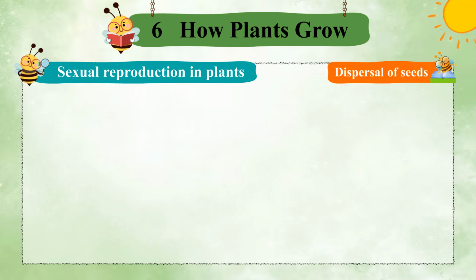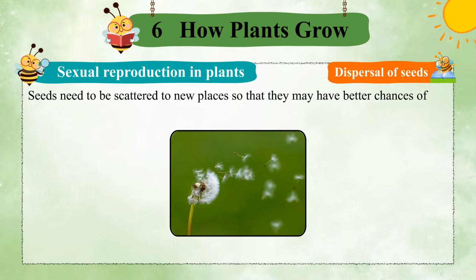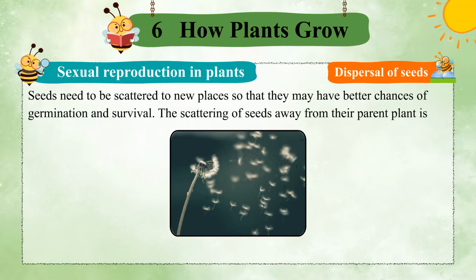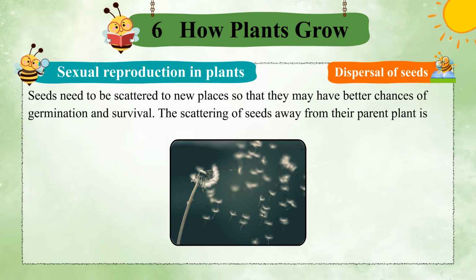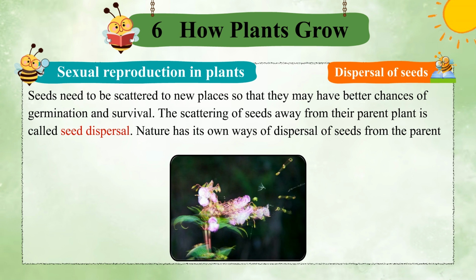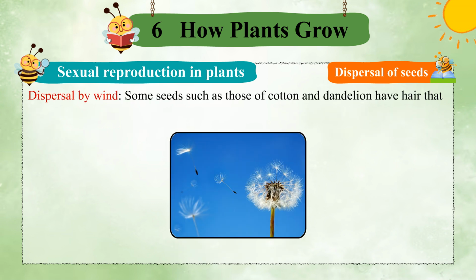Dispersal of seeds. Seeds need to be scattered to new places so that they may have better chances of germination and survival. The scattering of seeds away from their parent plant is called seed dispersal. Nature has its own ways of dispersal of seeds from the parent plants to other places.